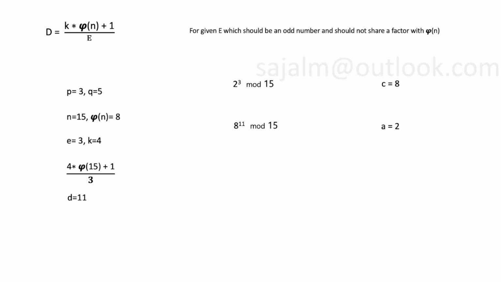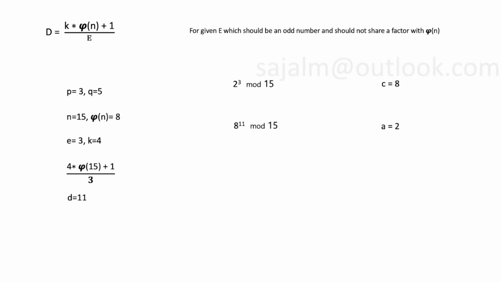Now let's see the RSA in action. A is equal to 2 is the message to be encrypted. We consider the remainder clock of mod 15 since it is made up of two prime numbers, that is P and Q, in this case 3 and 5 respectively. We choose the public key, that is E, as 3 and the multiplier K as 4. The decryption key is calculated as 11. Now we are ready for the encryption and decryption process.